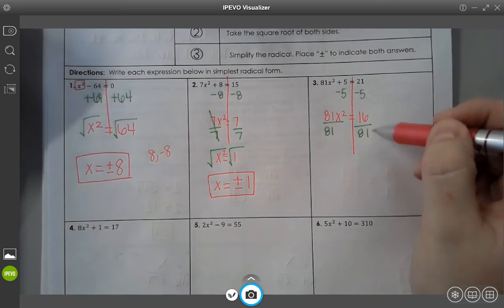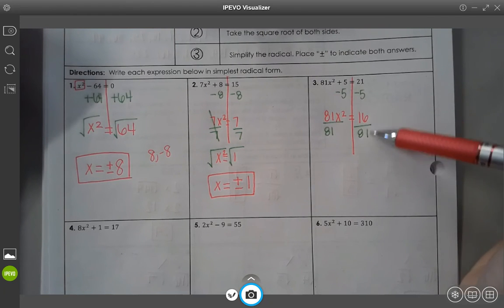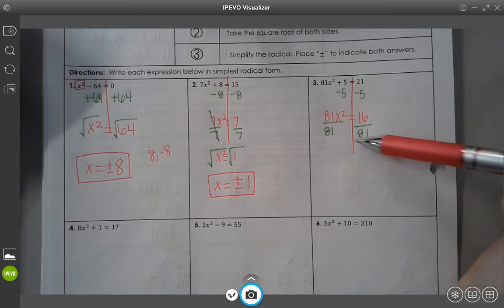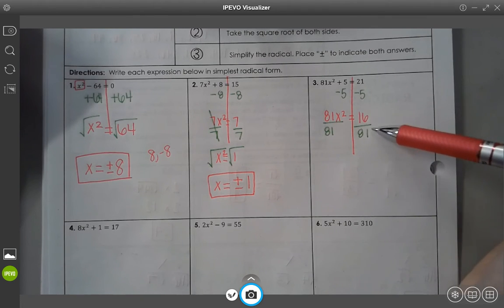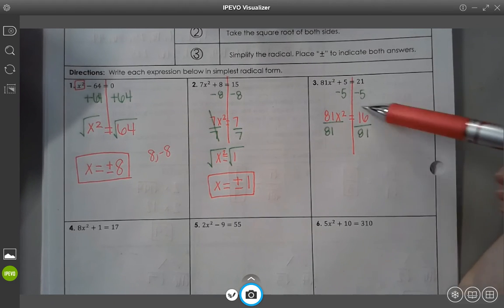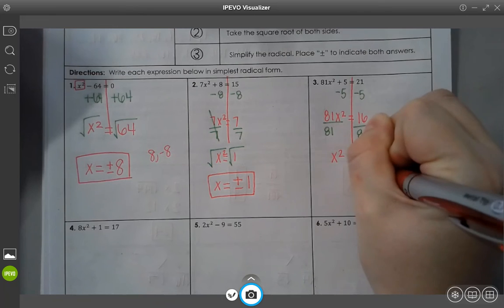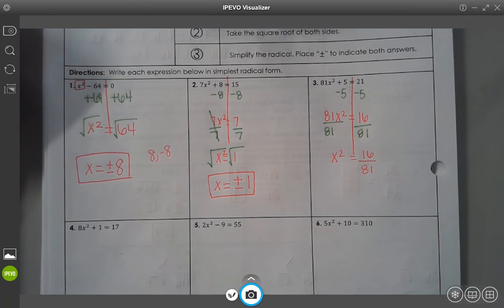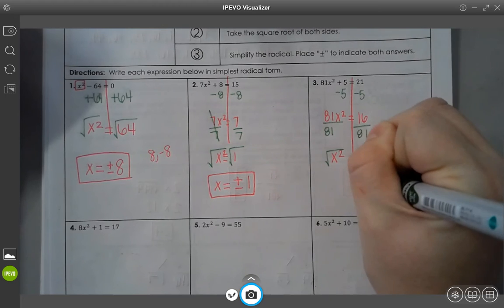Now, when you type this in, you're going to get a decimal. But what's special about both of these numbers? They're both perfect squares. They're both on your list. And the first couple examples we did on the back page showed how to take the square root of a fraction. So we're just going to leave it as 16 over 81. Because when I take the square root, I just take the square root of the top and the square root of the bottom.